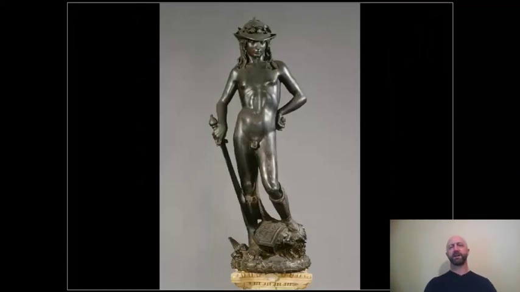Donatello is also credited with creating the first freestanding bronze sculpture since antiquity, in this work called David, although there is some question about whether this is David or someone else. We're going to stick with the more tried and true interpretation that this is David. Now, we've talked about David before. David, in those stained glass windows, is an early Jewish king, King David, one of the most prominent.